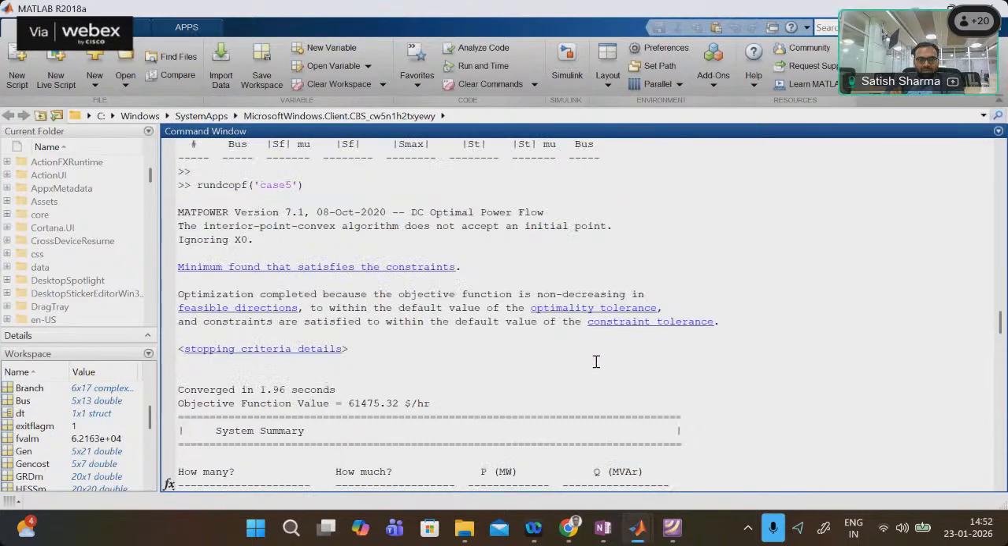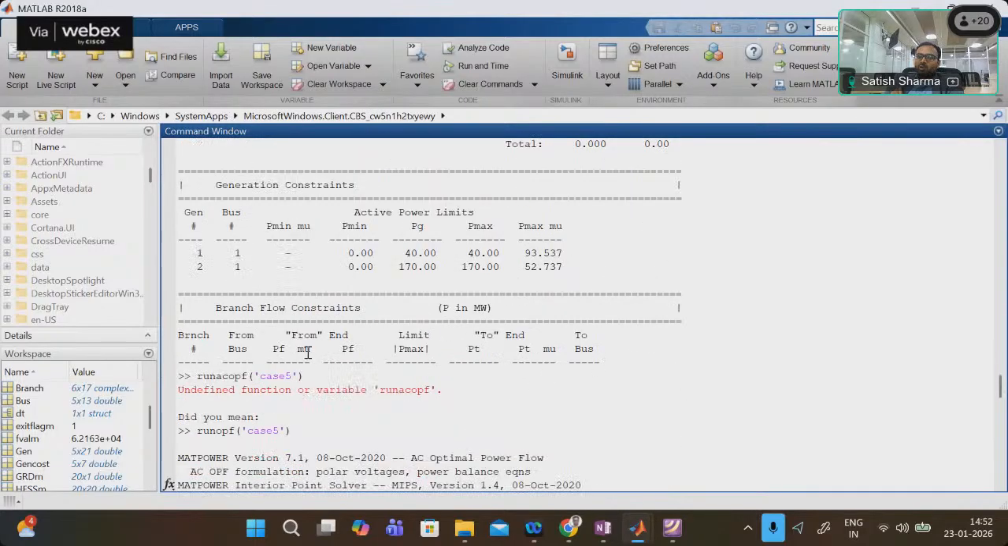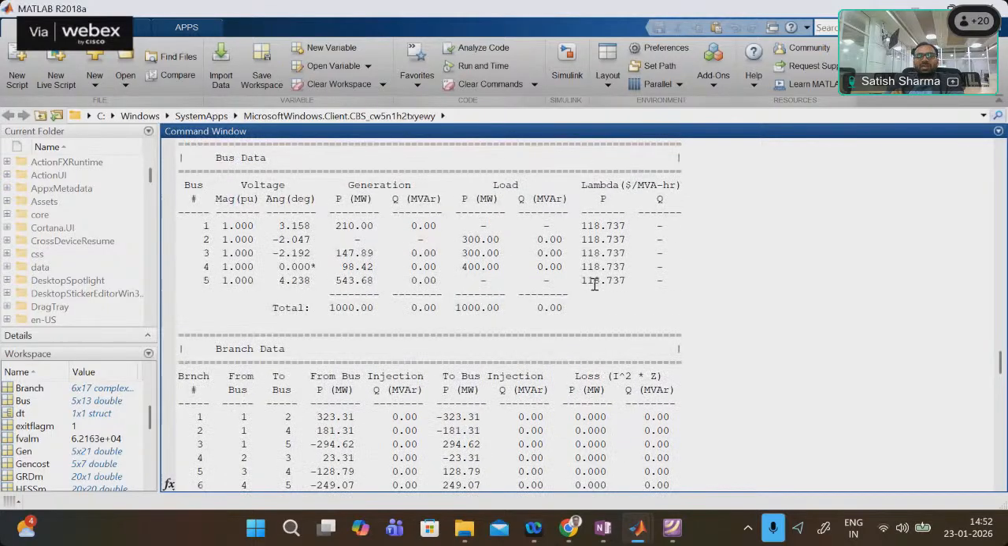If you see for DCOPF, there is no congestion, which means no line flow limits have been violated. If you see here, LMPs are equal. So this is what we learned yesterday, that if there are no line limits, LMPs will be equal. For the three bus system, at all three buses the LMPs were equal to $10 per megawatt. Here as well, at all the buses it is equal, 118.737. So that is correct.